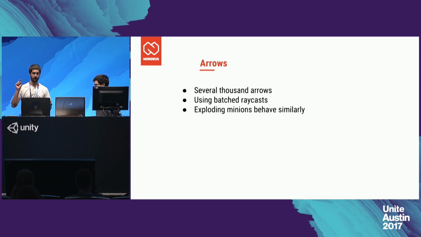So arrows shoot raycasts all the way down. We figure out when they hit the ground. When they hit the ground, we calculate their hash, and then we just take the first minion from the bucket and hit it with an arrow. That was good enough for our case.